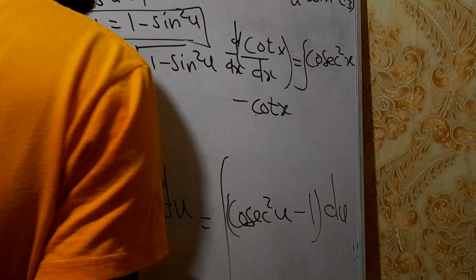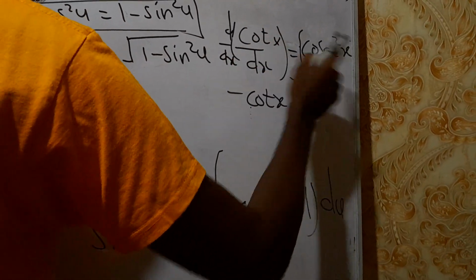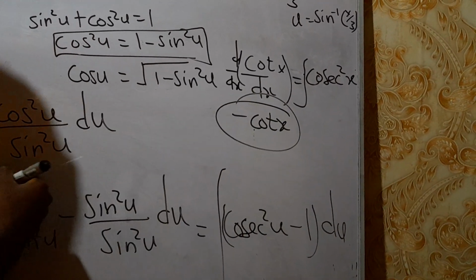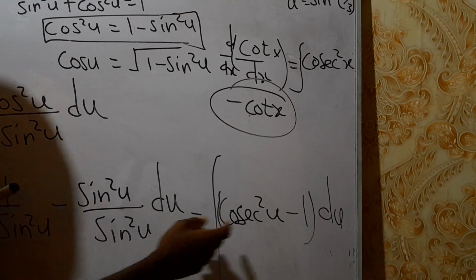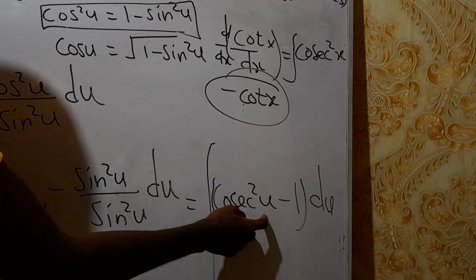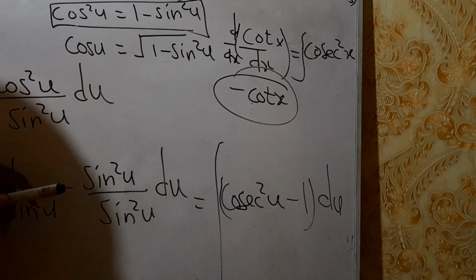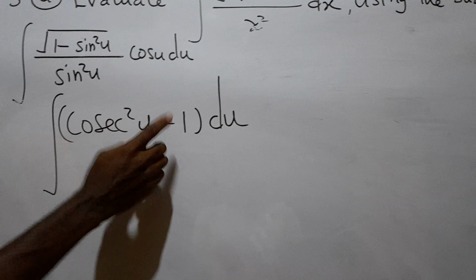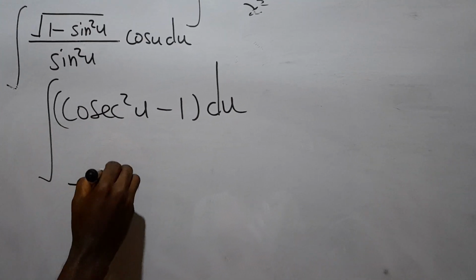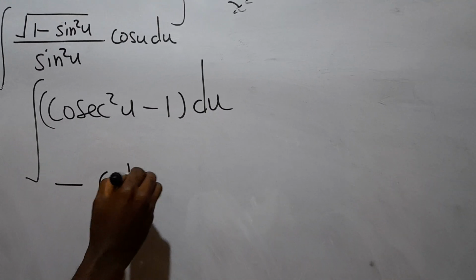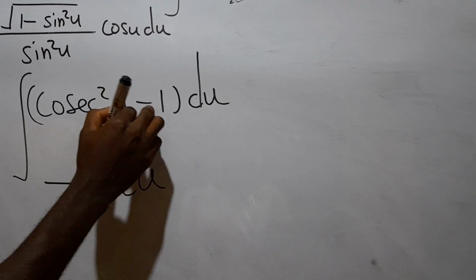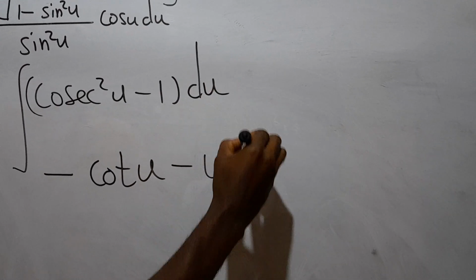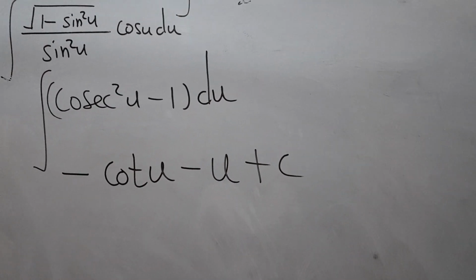If you understand, the integral of cosec square u is negative cot u. So we say the integral of cosec square u will be equal to negative cot u. And the integral of negative 1 will be minus u. Then plus our constant of integration.